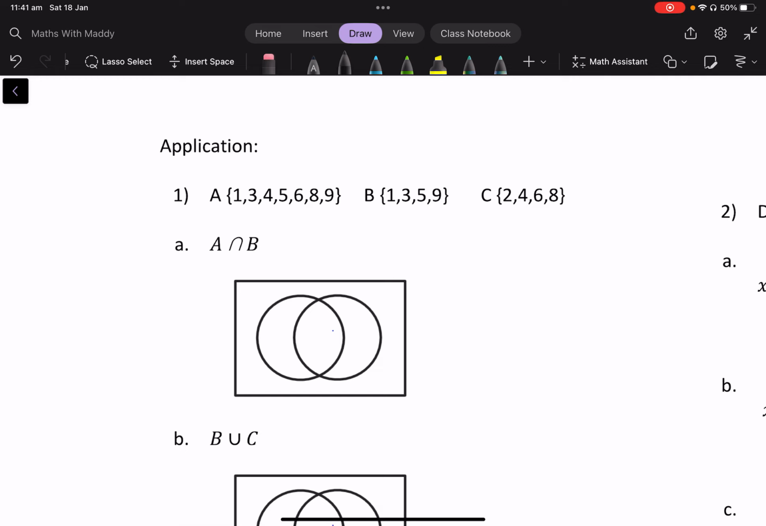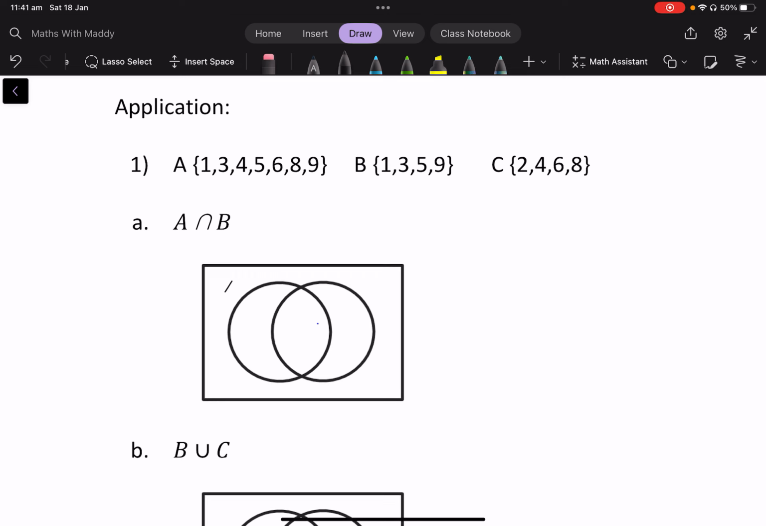So here we can see that we've represented sets of values with curly brackets. What we want to do for part A is look at the intersection between A and B. So we're looking at the overlap between the two sets of values. If we assign A to the left circle, B to the right, what we have in common when looking at the sets is the values 1, 3, 5, and 9. So you would say 1, 3, 5, and 9 exist here.